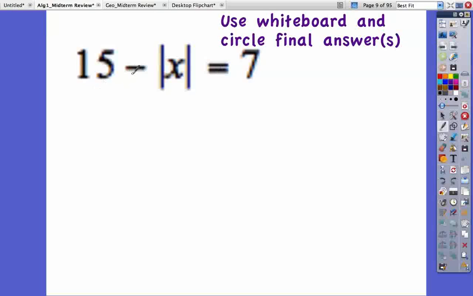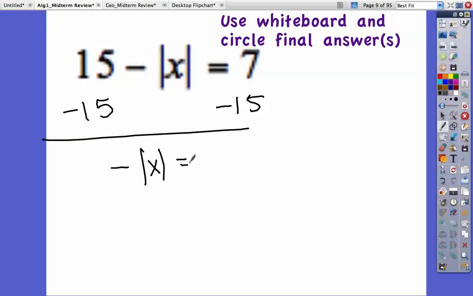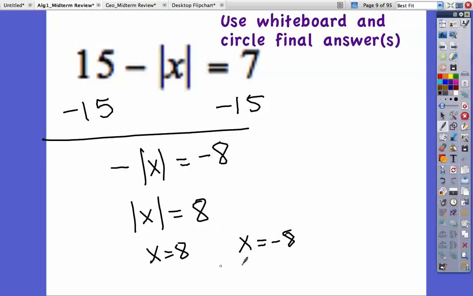Okay, let me do one of these just before I end this video. This will be the last couple of problems, absolute value. You have to get the absolute value on the side by itself. It has to be on the side by itself. It means that x is equal to 8 and x is equal to -8. Both of those will work.